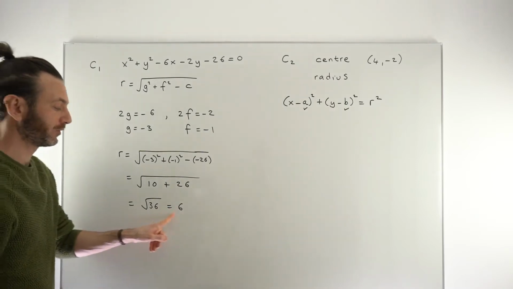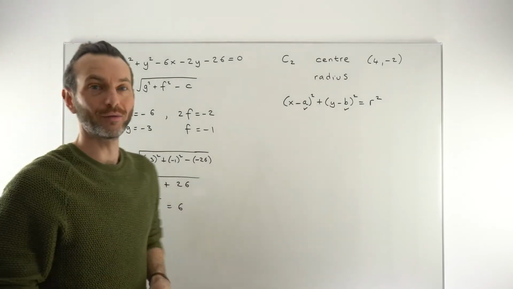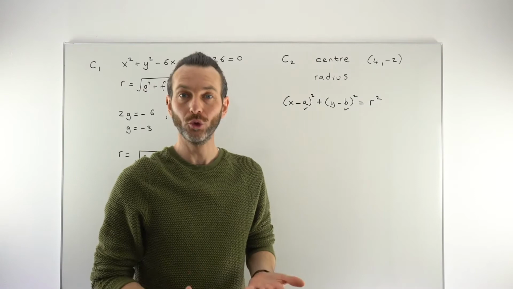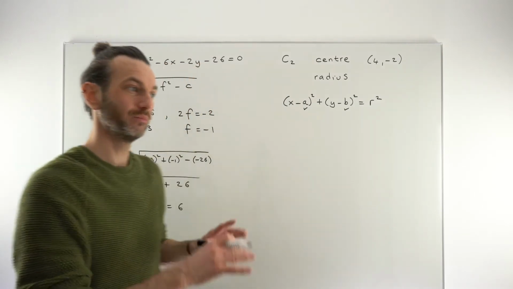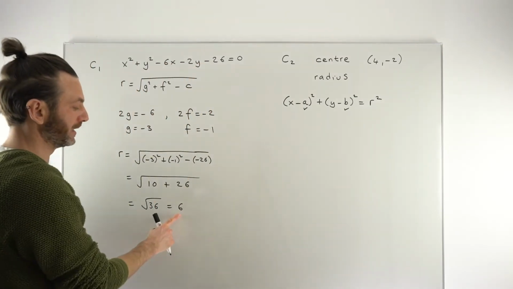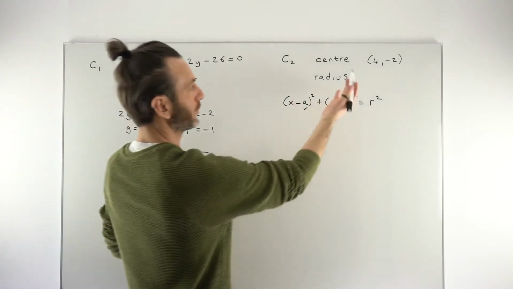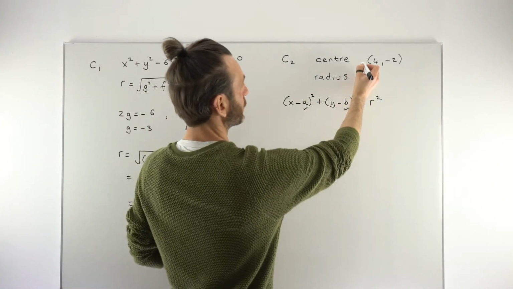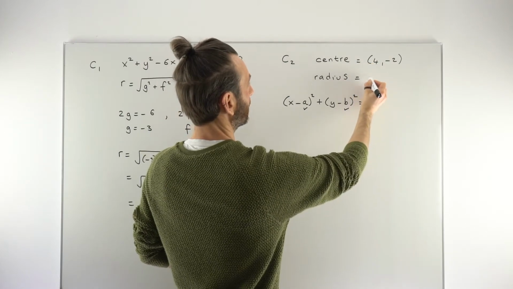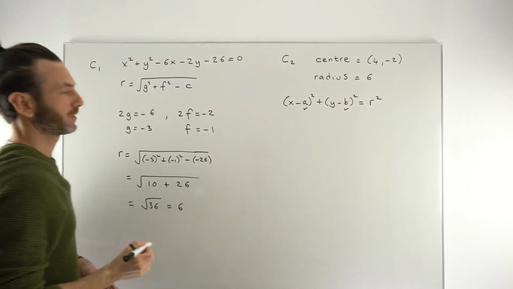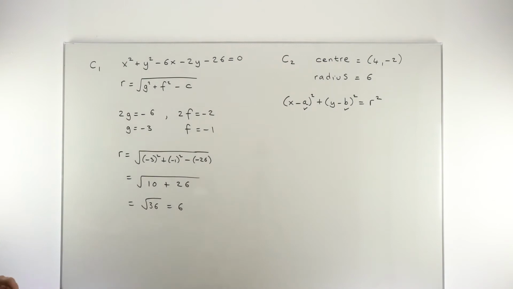The fact that that's come out to be a square rootable number to give us a whole number solution or radius, that is quite reassuring. It doesn't have to be a whole number, but it kind of suggests we've probably done it right. We know the two circles have got the same radius, so we can write in that circle C2 has got a radius of 6 as well.